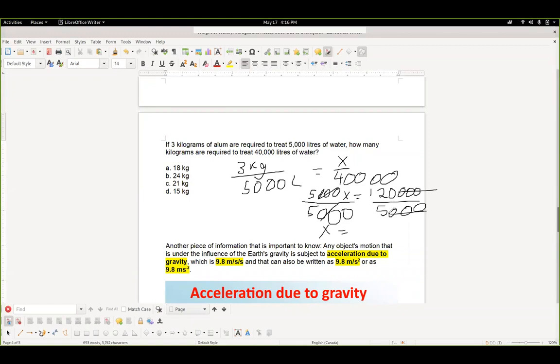I could use a calculator if I needed to or wanted to, but I know that 5 goes into 24 times and that there are 6 groups of 20 in 120. So 6 times 4 is 24. So X is 24. So we would need 24 kilograms. So our answer would be B.